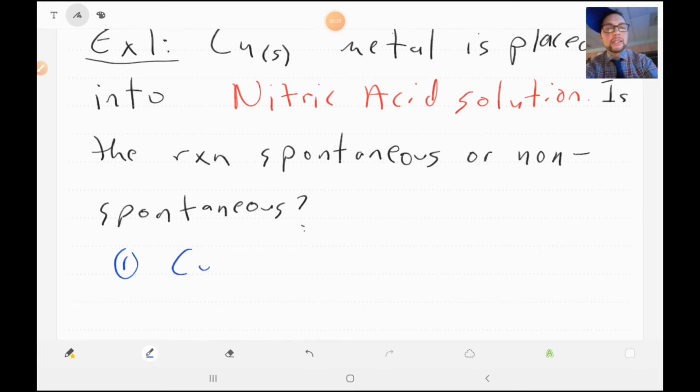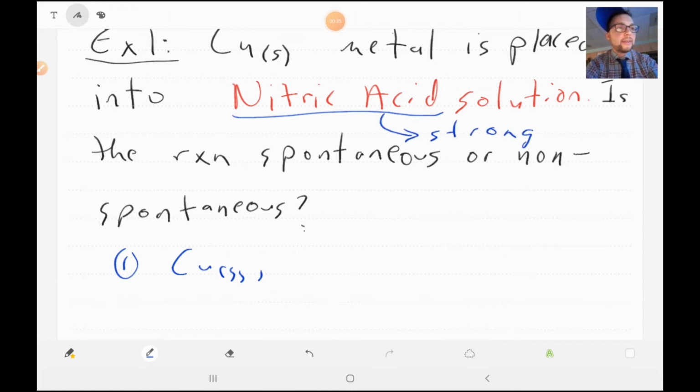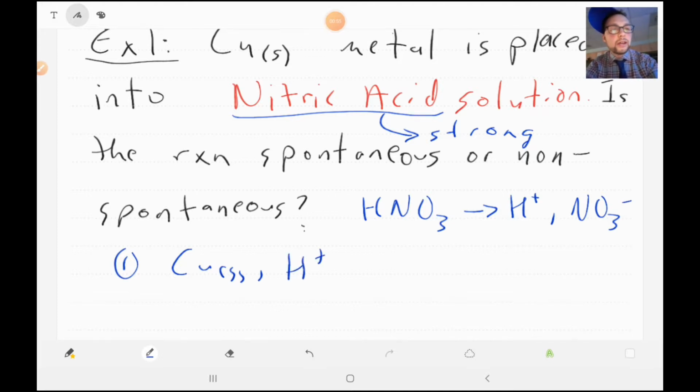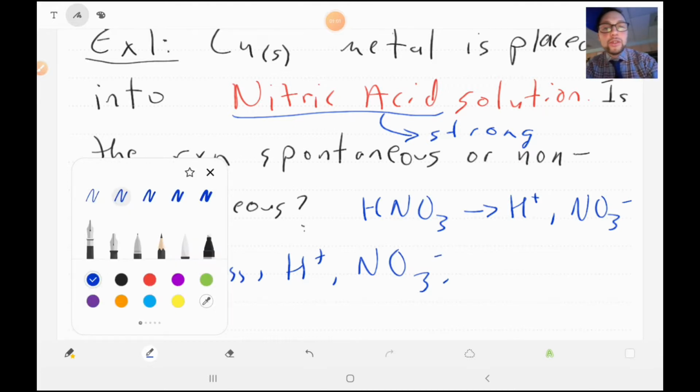In this case, it's copper solid. Now, nitric acid is a strong acid. And the rules that we had established previously were that if it's a strong acid or an ionic compound, you're going to split apart into ions. So HNO3, instead of writing that, we're going to write it as H plus and NO3 minus. So we're going to go H plus NO3 minus.